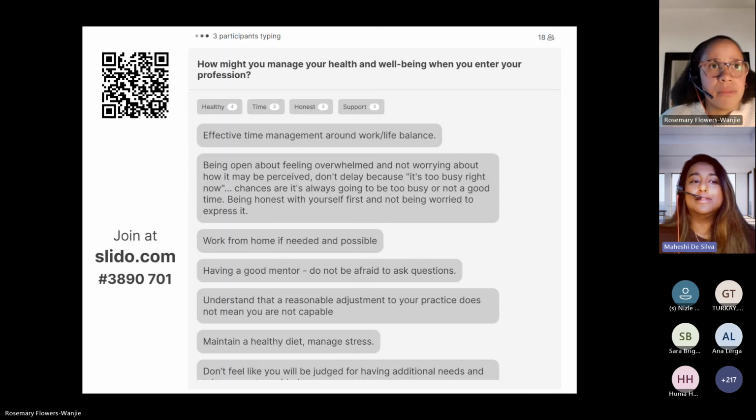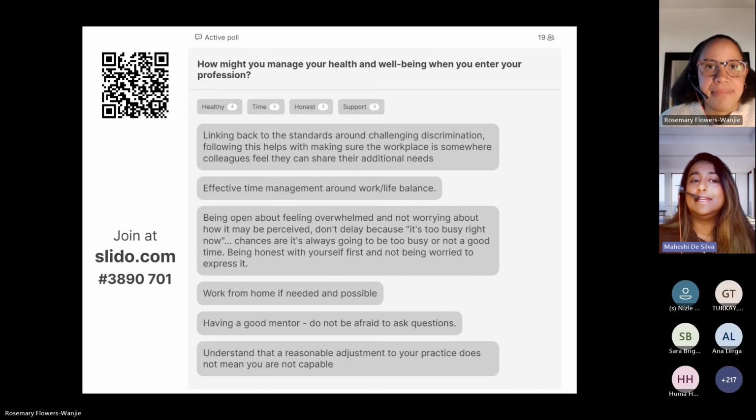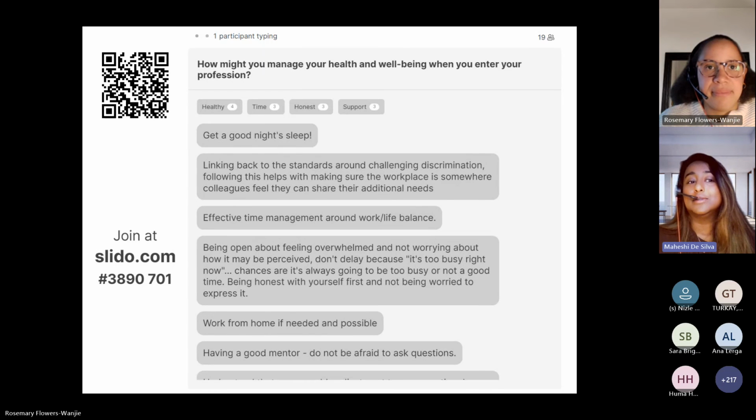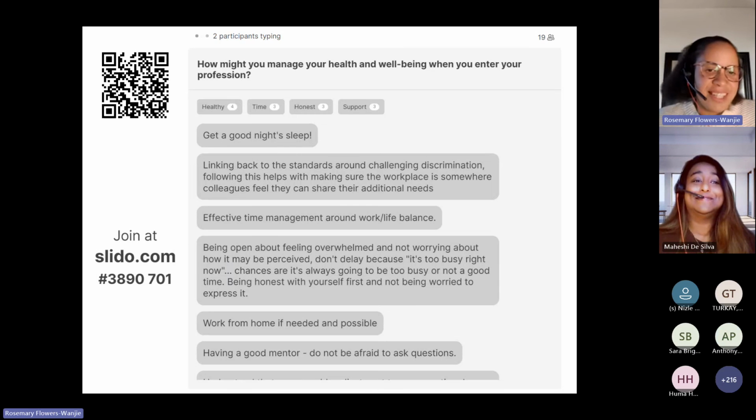Got a really good comment that's just come in, and it's about being open about feeling overwhelmed and not worrying about how it may be perceived. And don't delay that because it's just too busy right now, because chances are it's always going to be too busy or not a good time. So being honest with yourself and not being worried to express it is important. And getting a good night's sleep, which is another comment. Definitely. Sometimes having a good night's sleep just makes all the difference.